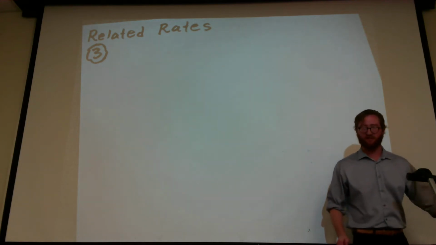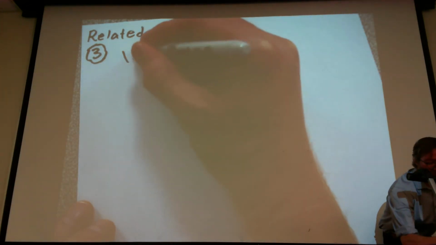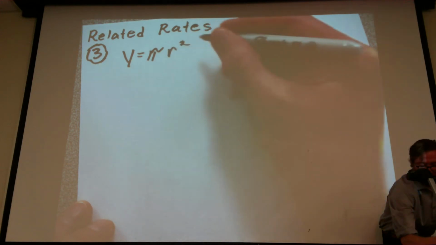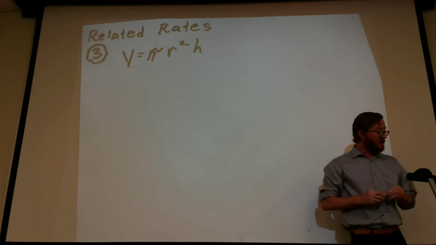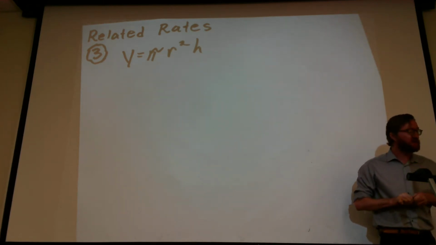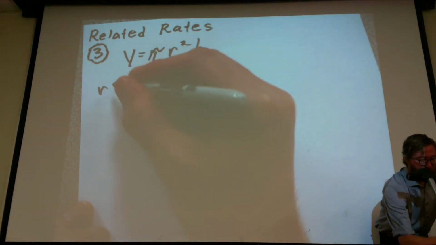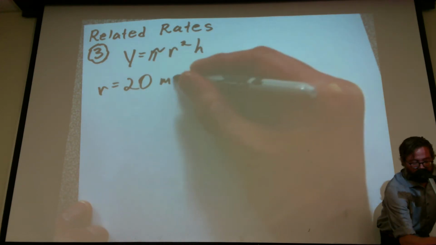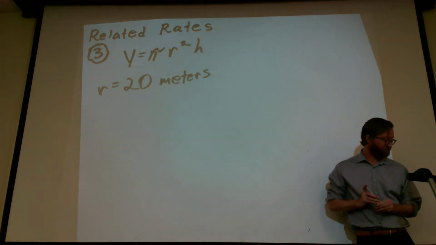Okay, so we're going to start off with the equation that we're dealing with. The volume of the tank is going to equal pi r squared times h. First, a bit of information that we are given in this problem is the radius. So, the radius is going to equal 20 meters.